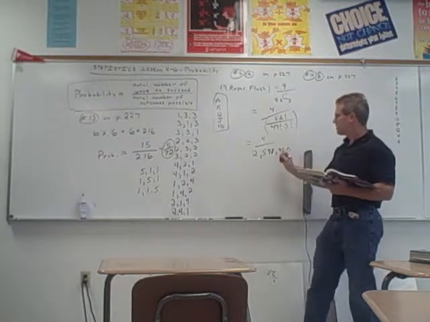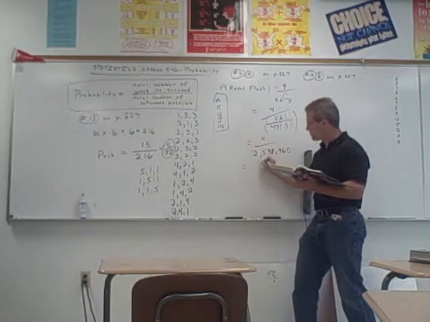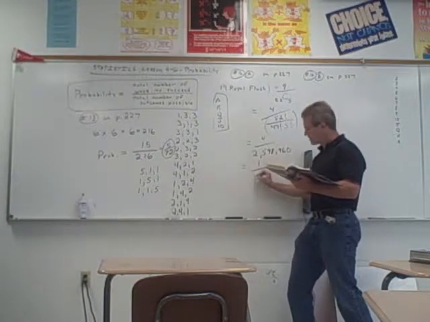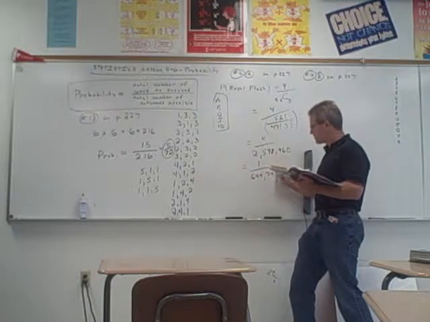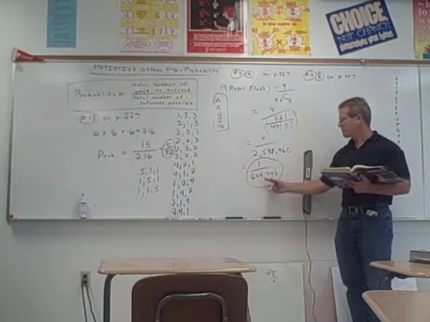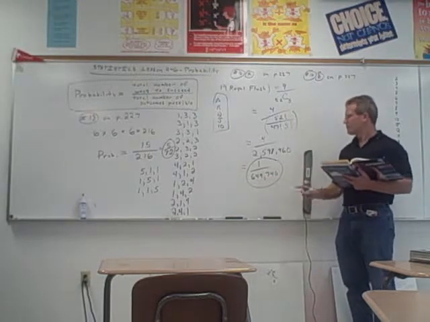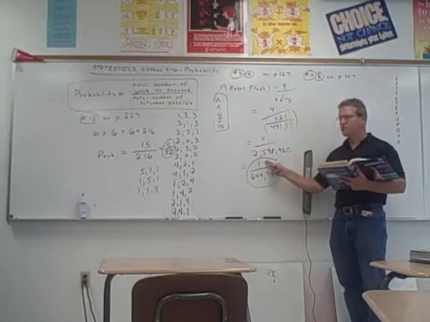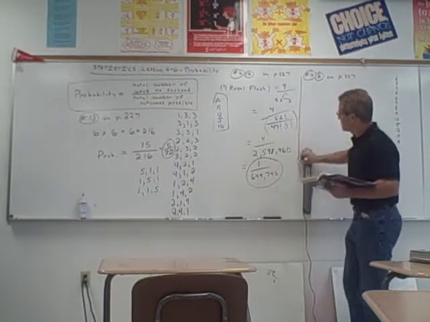And then you can divide both numerator and denominator by 4, and come up with a final answer, 1 out of 649,740. So if you were dealt 649,740 poker hands, where you got 5 cards, on average, one time you would get a royal flush. And that's 16A.